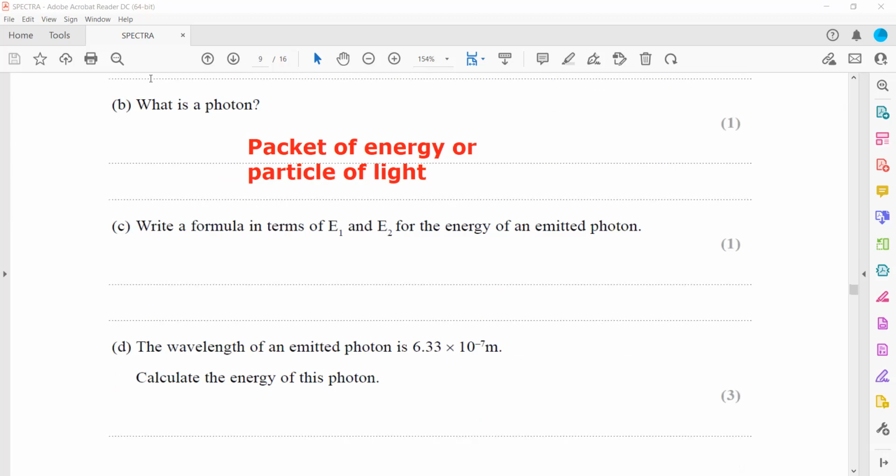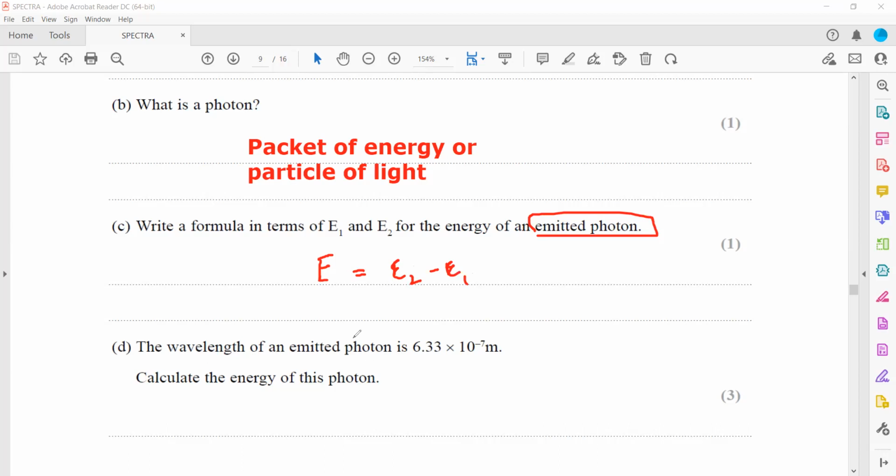Then write the formula, in terms of E1 and E2, for the energy of an emitted photon. If we need the energy of the emitted photon, because the electron will jump from higher to lower, the energy of the emitted photon will equal, say E, the difference in energy of the two levels, which is E2 minus E1.